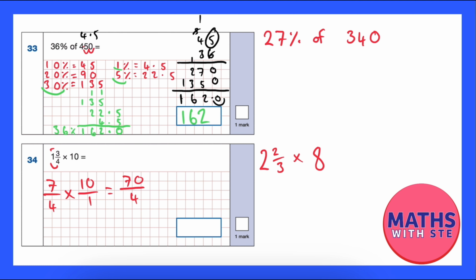Now then, how many times does 4 go into 70? Let's just work this out. So I'm just going to do this as a bus stop down here, and 70 there and 4 there.